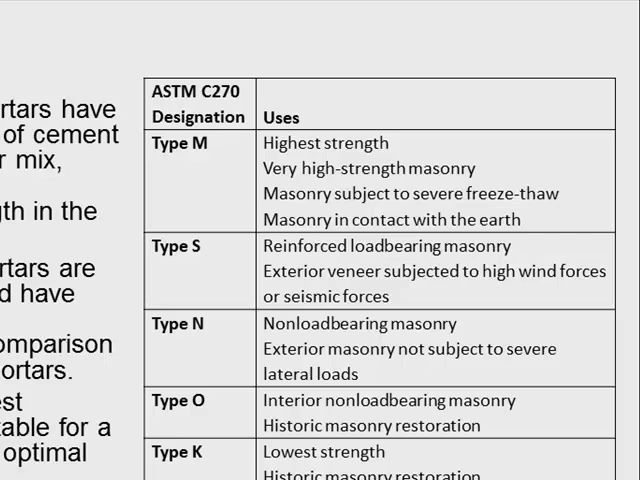S is reinforced load-bearing masonry. It shows you what it's used for there. N is non-load-bearing masonry. You can remember the non-load-bearing. O is for interior, and K is for the lowest strength. This kind of information was on the architecture registration exam, not the percentages of all that stuff.